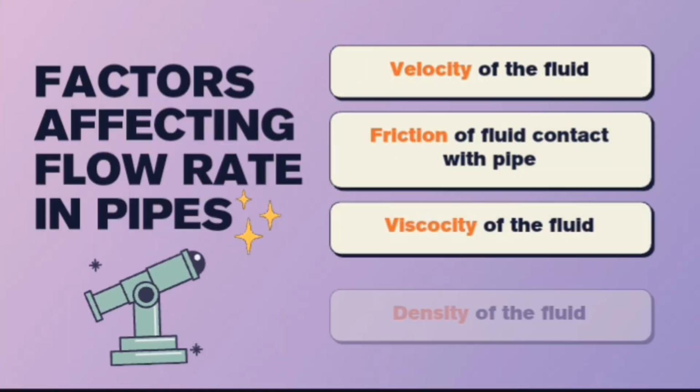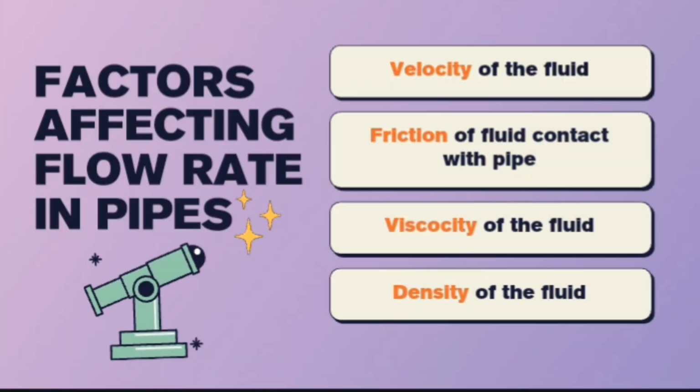Here are the factors affecting the flow rate in the pipe. The first is the velocity of the fluid. Besides, friction of the fluid in contact with the pipe. Next is the viscosity of the fluid. Finally, there is the factor of the density of the fluid.